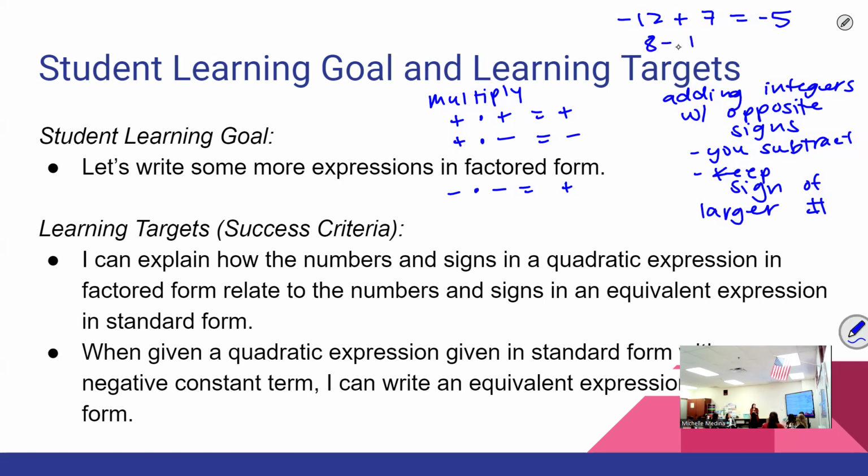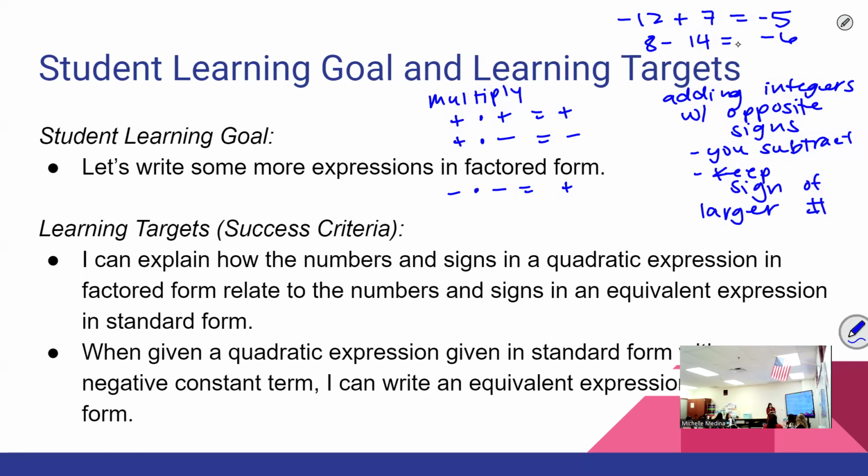8 minus 14, that one's easy. You're subtracting, that one's pretty straightforward. What is 8 minus 14? Negative 6. So 14 minus 8 is 6, but you keep the sign of the larger number.